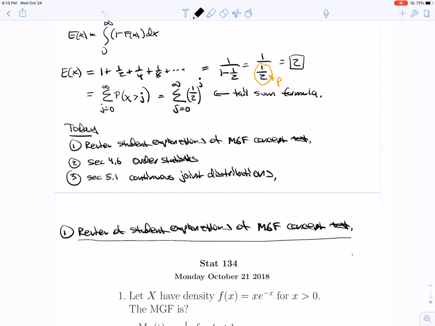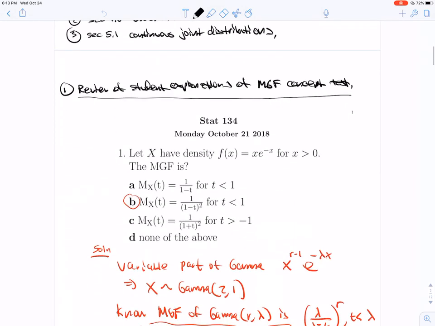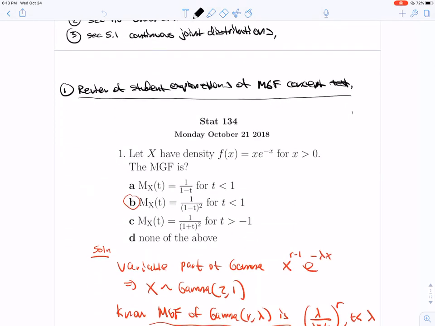Today we're going to look at student explanations for the MGF concept test from before. As well, we're going to talk about Section 4.6 order statistics and Section 5.1 continuous joint distributions. So last time we had the MGF concept test, where you were given a density x e to the minus x for x greater than 0, and asked what the MGF is.